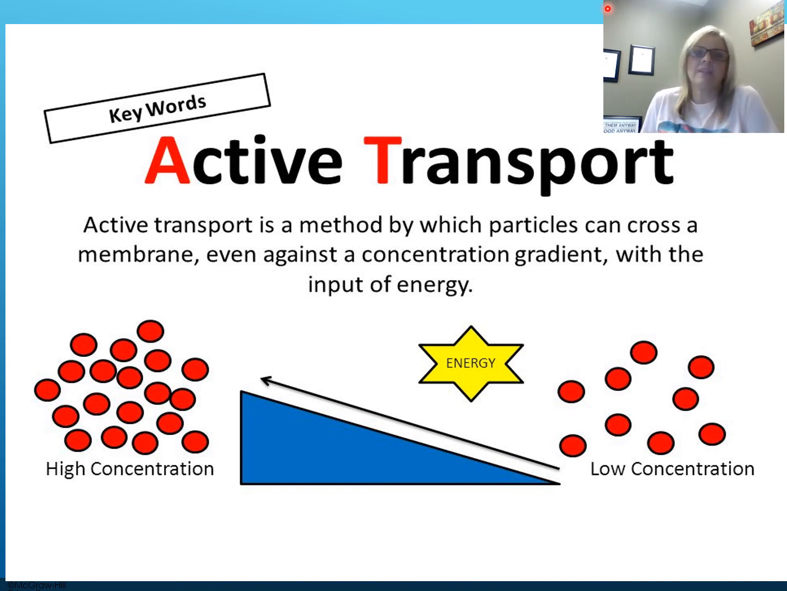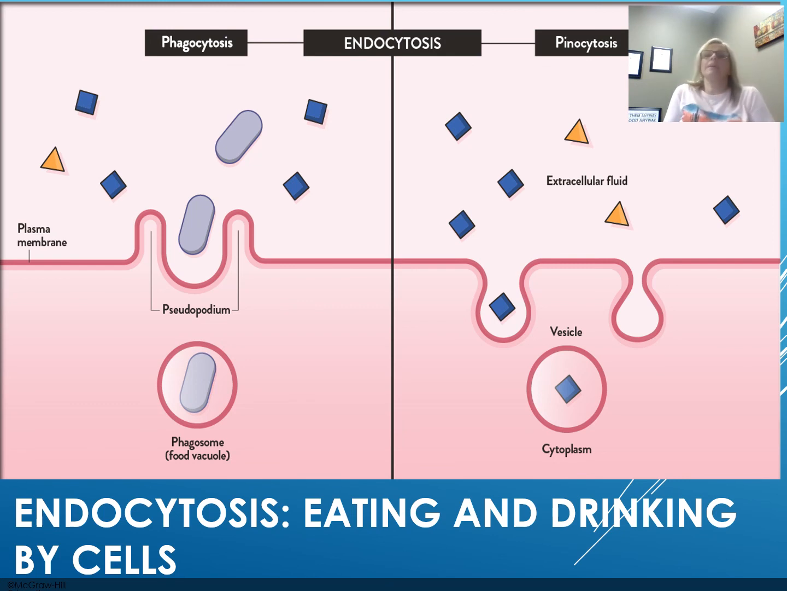So features of active transport that are really important to remember is you're going against the concentration gradient. So you're going from low to high, and you can see that really well in this picture here. You're going to have a specific membrane protein often, and you're going to expend some energy, okay? All right, that's it. All right, so here are some more examples of basically cell eating and drinking.